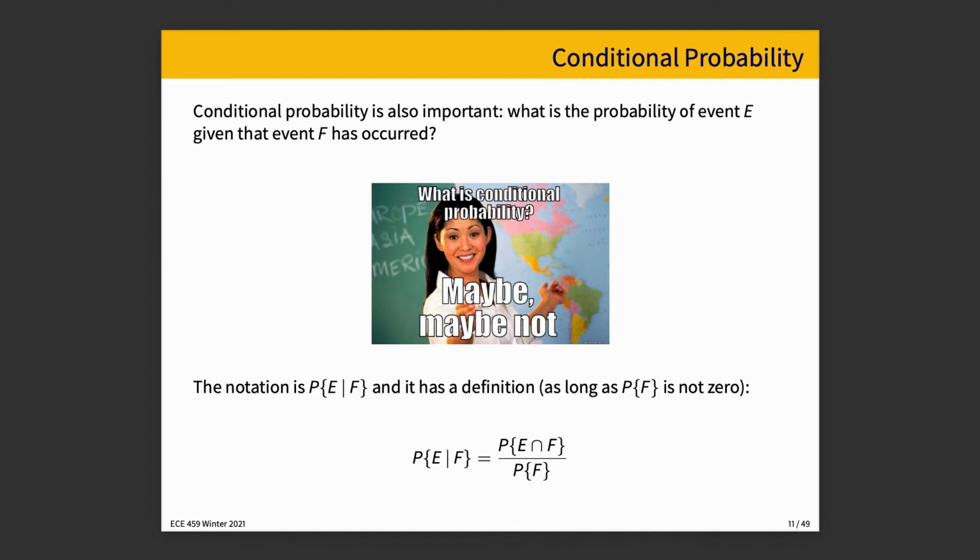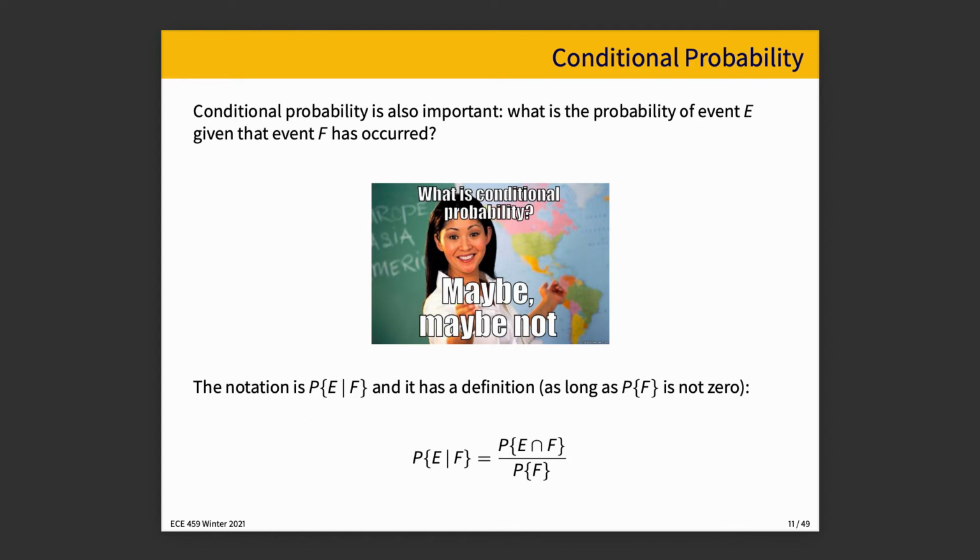Another formula that you will probably need in some circumstances is the conditional probability formula, and it is, given that event F has occurred, what is the probability that event E will occur? And the notation is probability of E given F, and has a notation as long as probability of F is not 0. Probability of E given F is the probability of the intersection, so both E and F, divided by the probability of F.